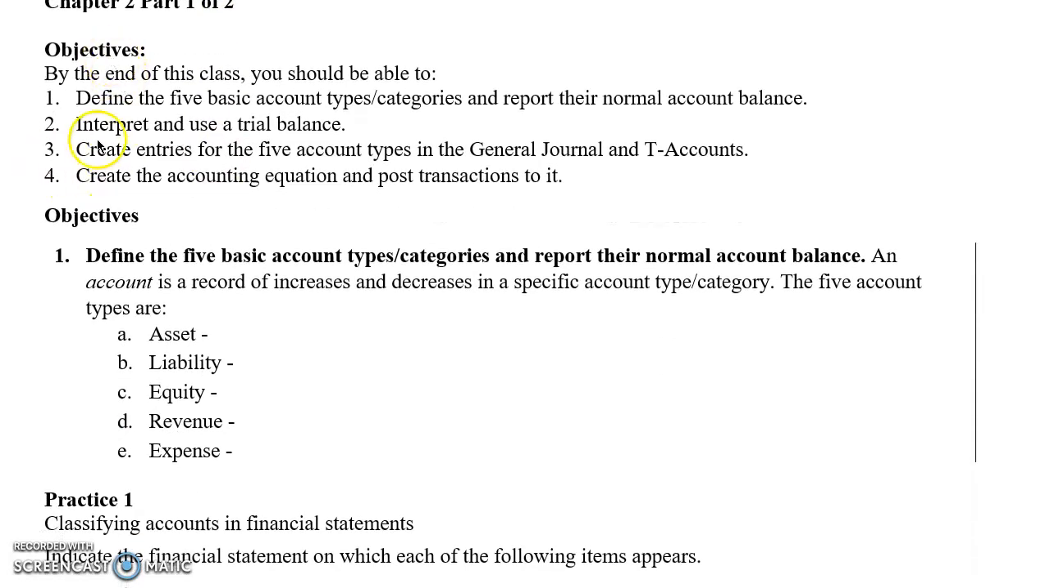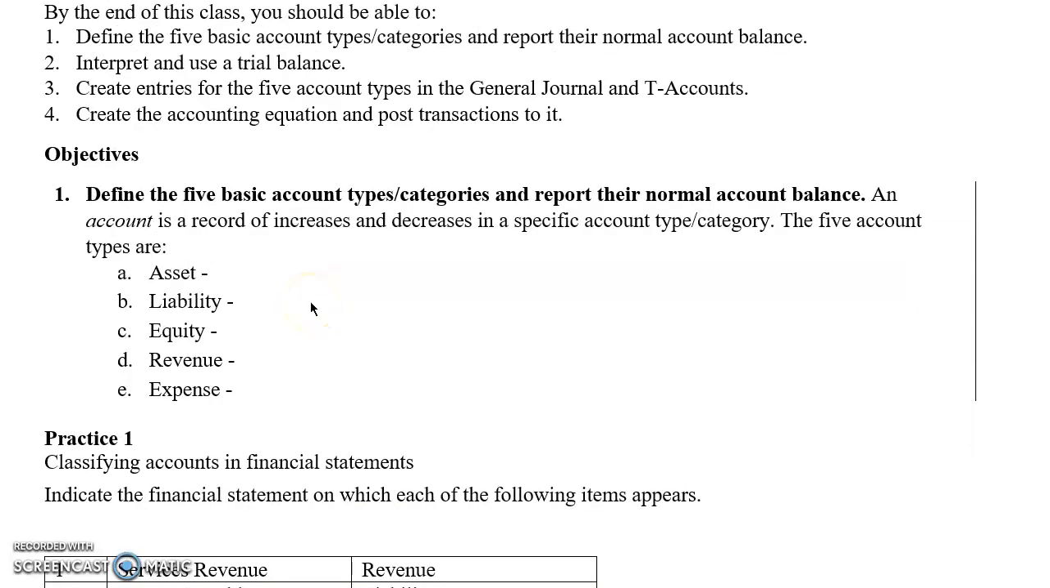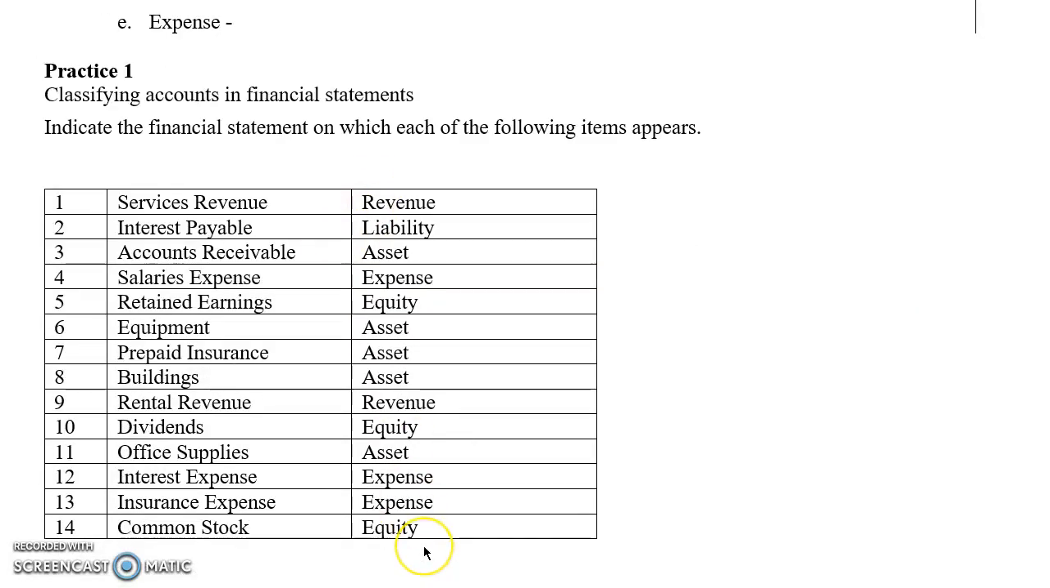I'm not going to read the objectives. By now in your readings, you should be familiar with what we mean by asset, liability, equity, revenue, and expense. Let's practice. Let's see if we can identify an account and determine if that account is an asset, liability, equity, revenue, or expense. I've already filled these out, though you don't have the answers on the class notes.